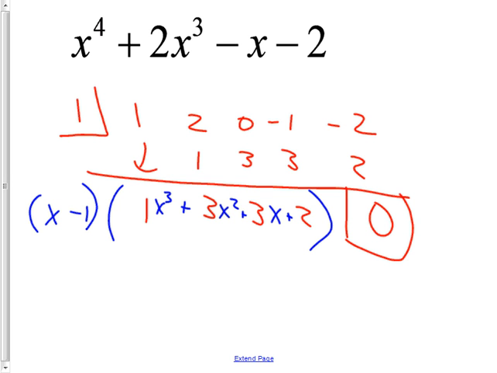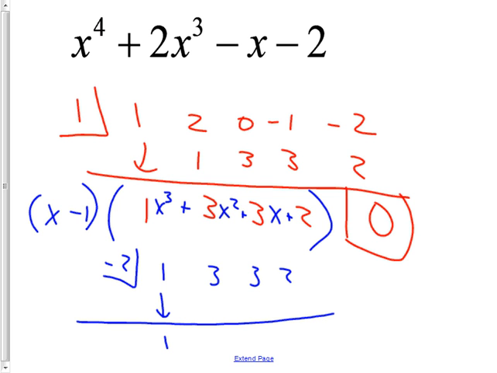Okay. What's the other thing that worked besides 1? -2. So I put a -2 here. I do my synthetic deal. 1, 3, 3, 2. Draw the line. Drop it. Multiply it. Yes. Multiply or add it. 1. Multiply it. Add it.